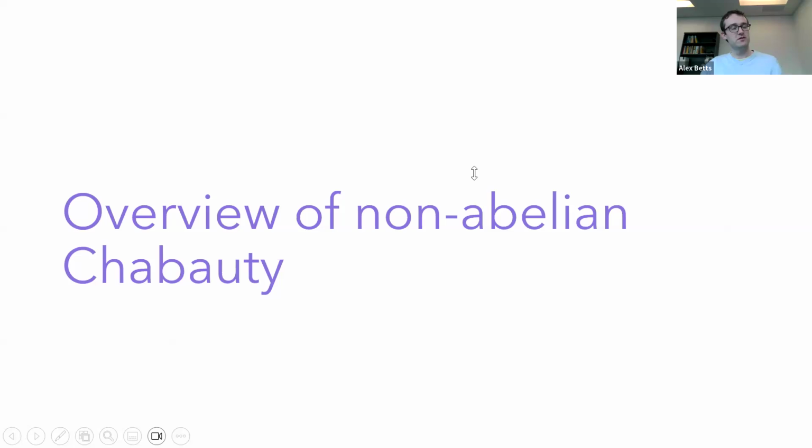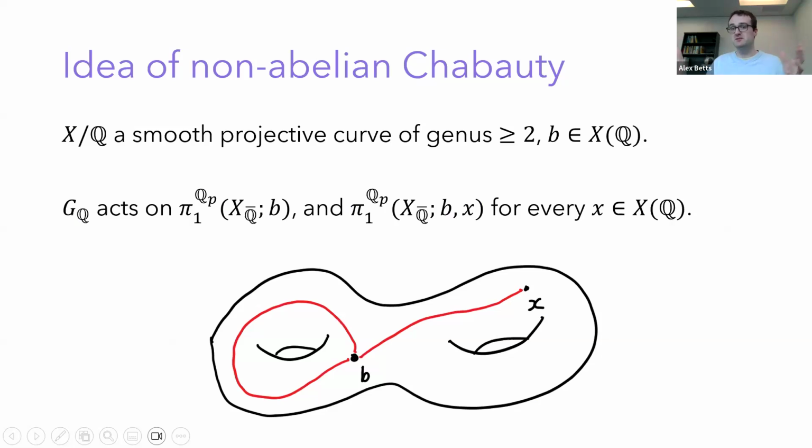One way to motivate it comes from a topological perspective on these sorts of problems. So we're looking at some curve over the rationals of genus at least 2, and we're going to assume that we have some rational base point on our curve, a point we're going to use to set up the method. In this case, you can define what's called the Q_p pro-unipotent étale fundamental group of X based at b.